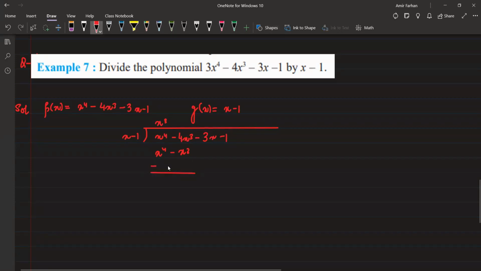Negative sign will come here and sign will change positive because this is negative. So this x to the power 4 will get cancelled. Now minus of 4x cube plus of x cube, what will be left here? So I'm a little confused. How x cube came over there? X cube after like minus x cube. I didn't get your words.